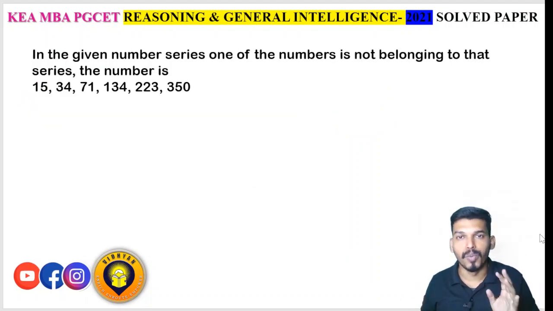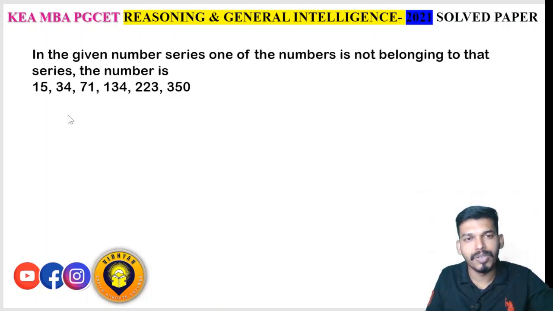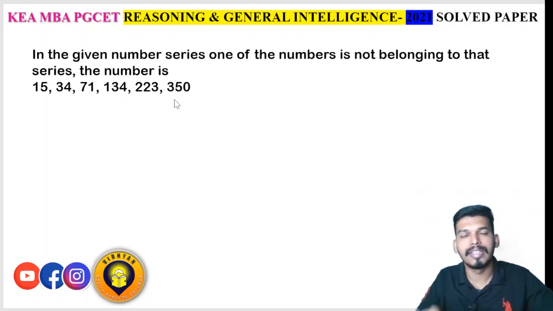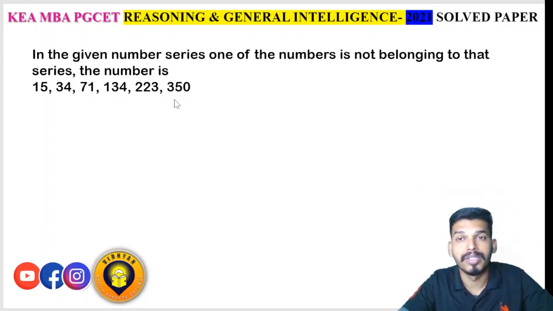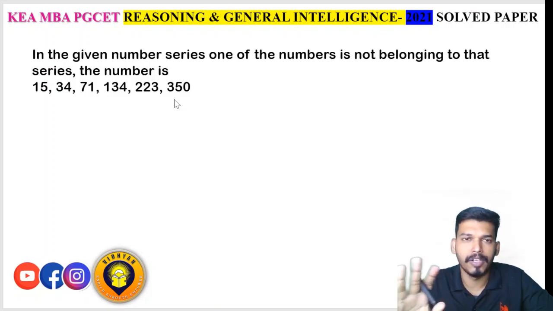Next one, in the given number series one of the numbers is not belonging to that series. Which is the number you have to find? So think: 15, 34, 71, 134, 223, 350. Think which number is not belonging to the series. Think in all the possible ways. So first, how should you think? Squares, cubes, you should think like this. Next, if you don't get any pattern in squares and cubes, then find the differences. First check whether the numbers are close to squares or cubes.